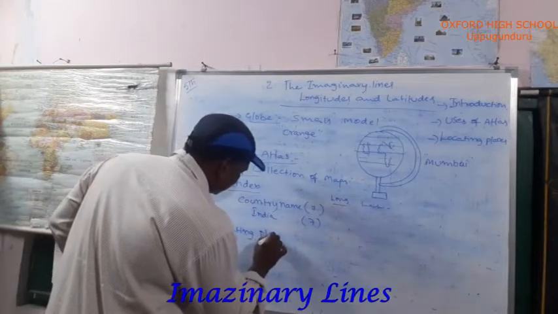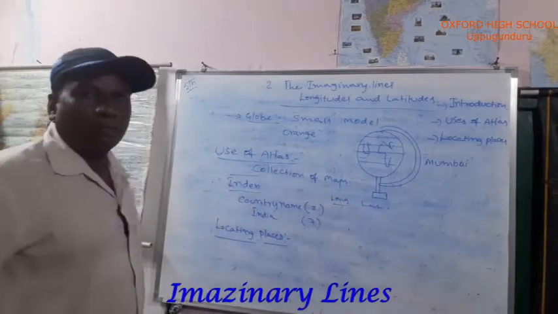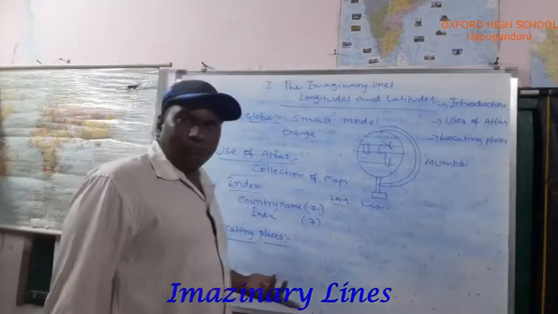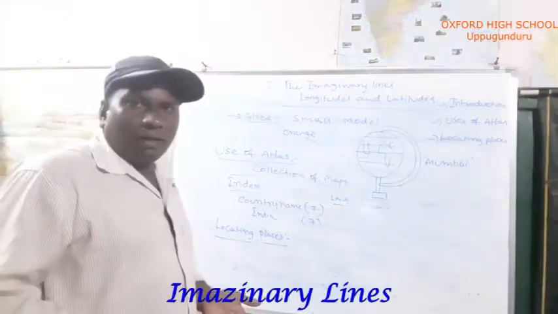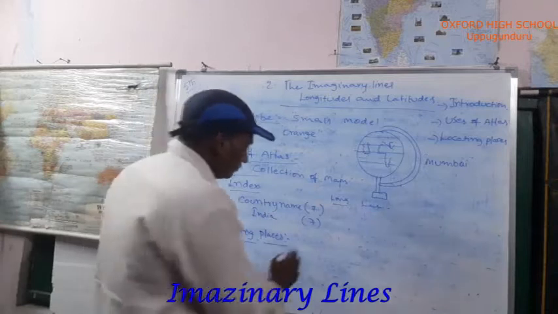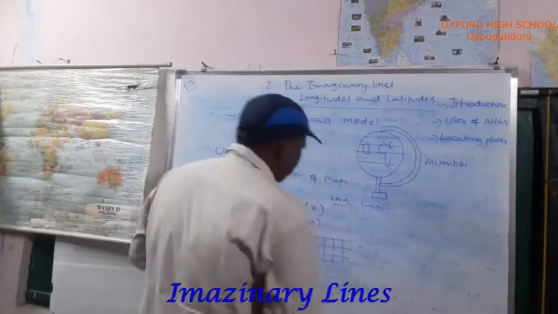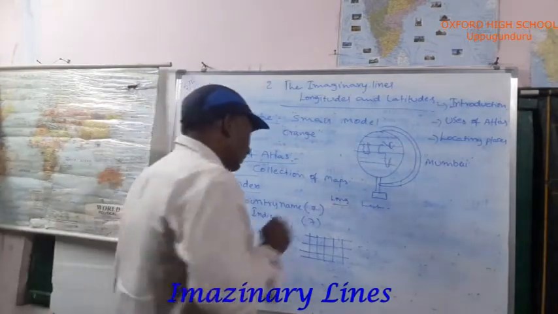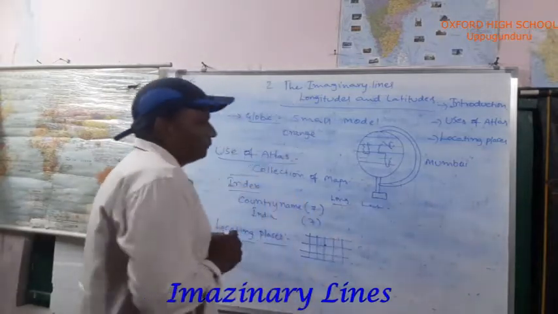Locating places. If I want to locate a place, what will I do? I will follow either a globe or an atlas. By that time, what will I observe? Vertical lines and horizontal lines. Then through these vertical and horizontal lines, we can find out a particular location.